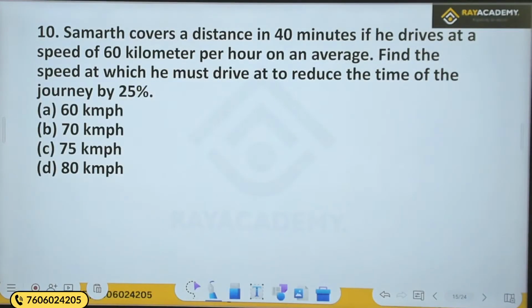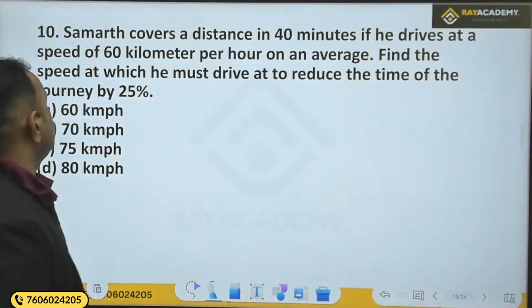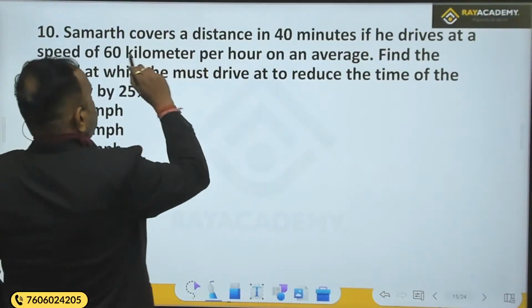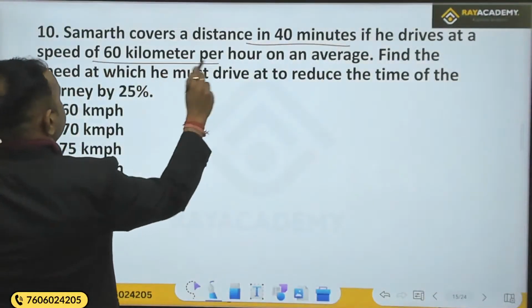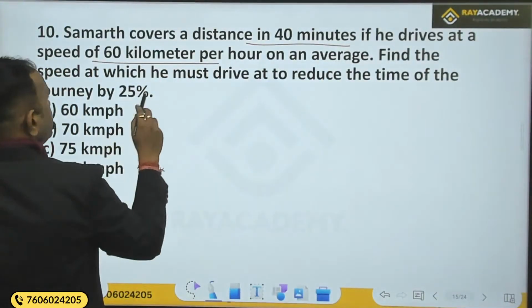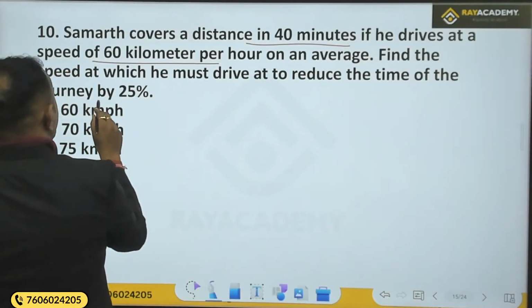Question number 10. Samarth covers a distance in 40 minutes if he drives at a speed of 60 km per hour on an average. Find the speed at which he must drive to reduce the time of the journey by 25%. Okay. Samarth covers a distance in 40 minutes if he drives at a speed of 60 km per hour on an average. Find the speed at which he must drive to reduce the time of the journey by 25%.